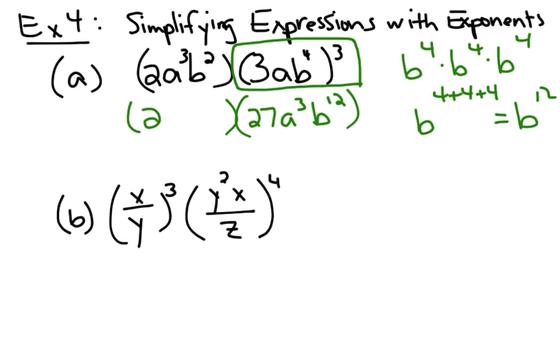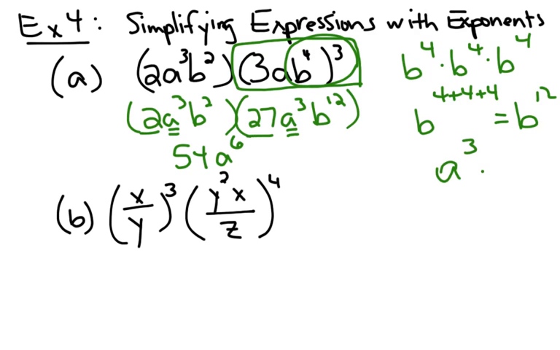Now I can multiply that by 2a to the 3rd b squared. When I go and do this problem, I always tell my students, multiply the coefficients. So 2 times 27 is 54. And then do a to the 3rd times a to the 3rd. This is the case where you add them. The only time you multiply is when you have something like this, b to the 4th to the 3rd. But a to the 3rd times a to the 3rd is the case where you add. And then b squared and b to the 12th, that's going to be b to the 14th.